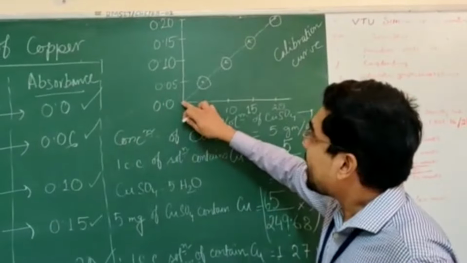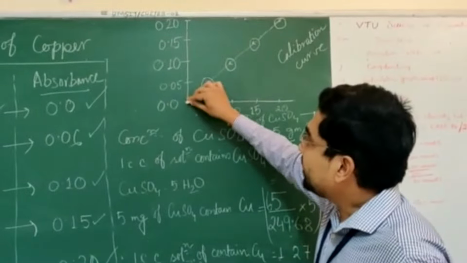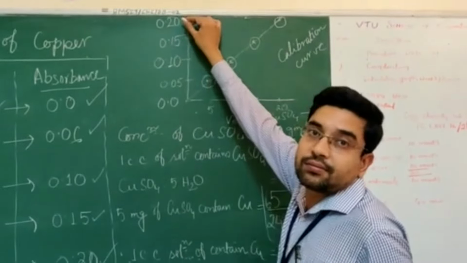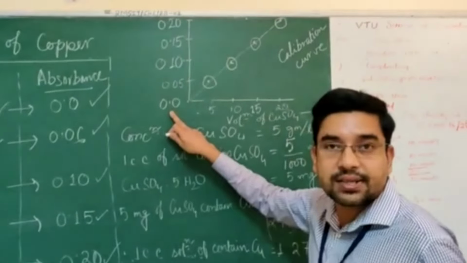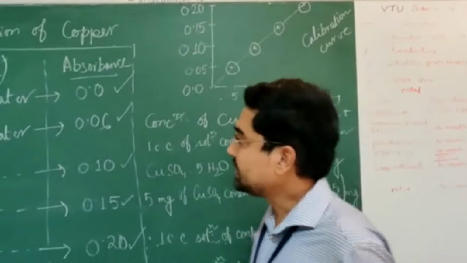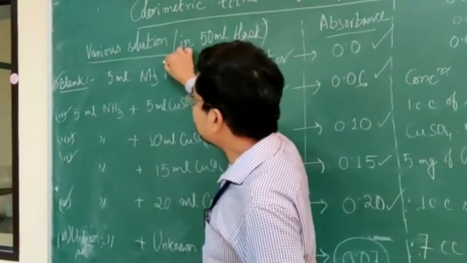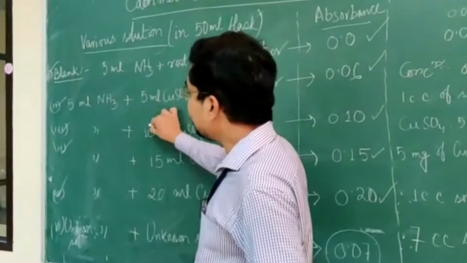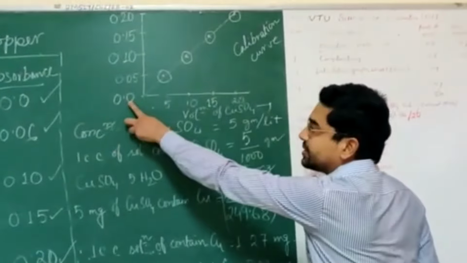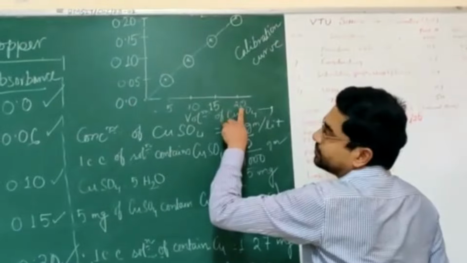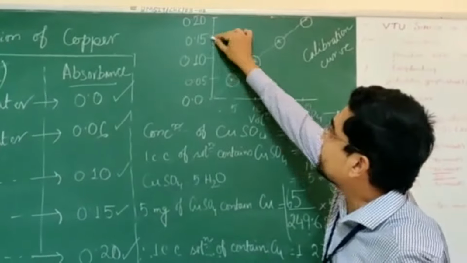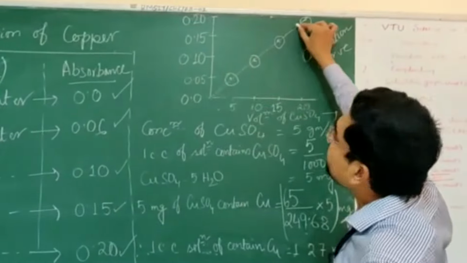So I will vary the y-axis from 0 to 0.20 because our minimum value is 0 and the maximum value is 0.20. Next, what is the volume of copper sulfate solution? First solution it is 0, then 5 ml, then 10 ml, then 15 ml, then 20 ml. That's why I am varying the x-axis 0 to 20. So here I have to divide the axis in such a way that the plot should come in the middle.